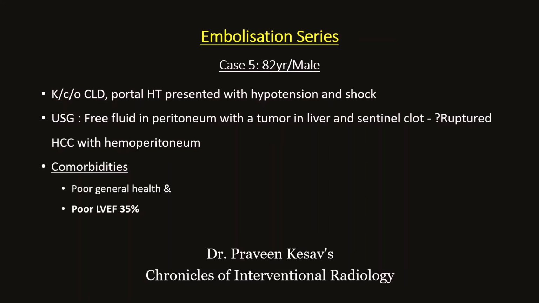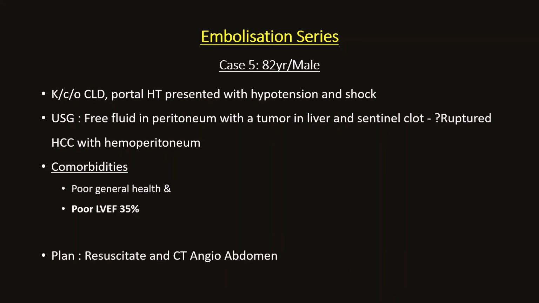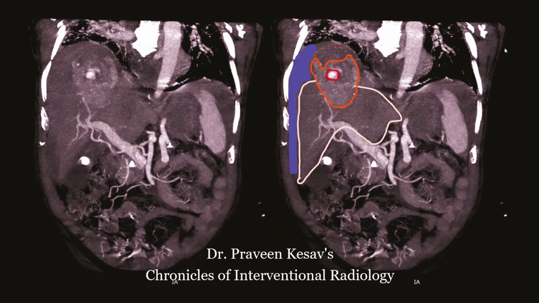He also had a poor general health and poor left ventricular ejection fraction of 35% documented previously. The plan was to resuscitate and follow it up with a CT angio abdomen. This is a CT angio abdomen of this patient.